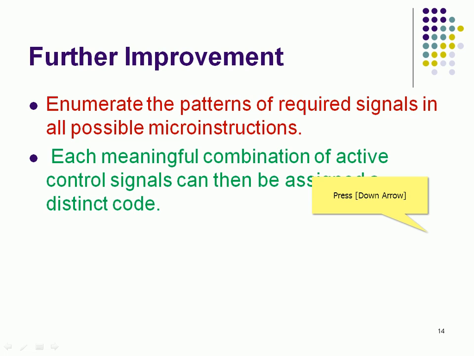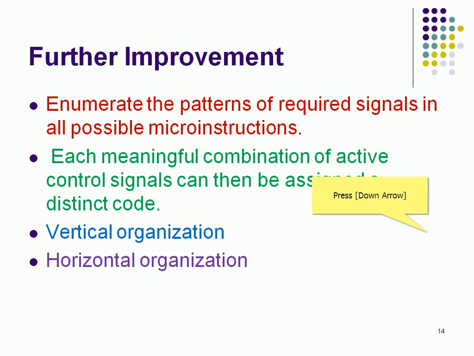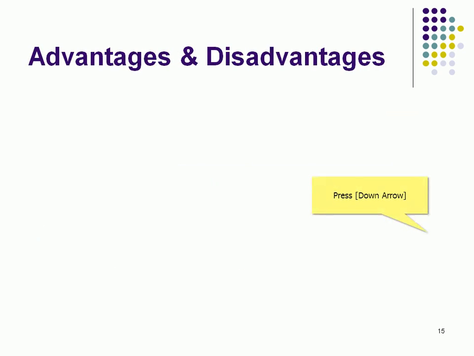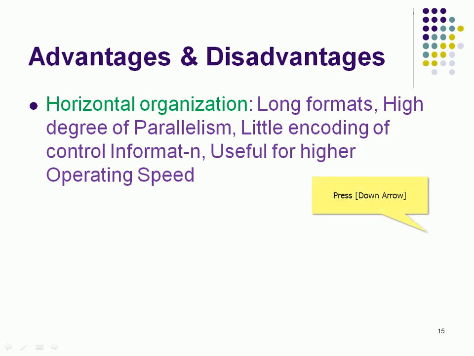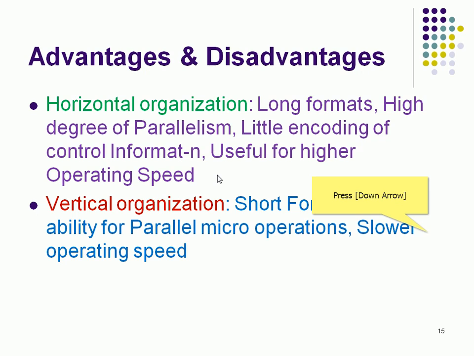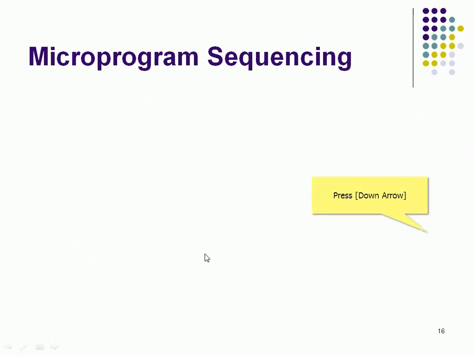Each meaningful combination of the active control signals can then be assigned a distinct code. There is a vertical organization and a horizontal organization of these micro instructions. So, advantages and disadvantages: horizontal organization has long formats, a high degree of parallelism is encouraged, and there is little encoding of control information, useful for high operating speed of operations. The vertical one has short formats, so less ability for parallel micro operations. It is basically slower in operating speed.